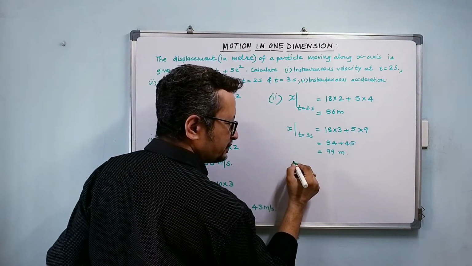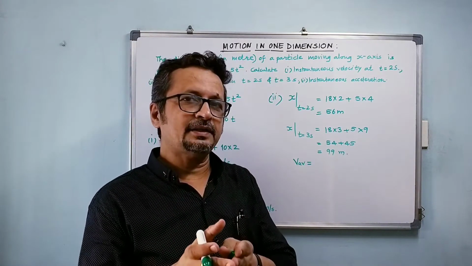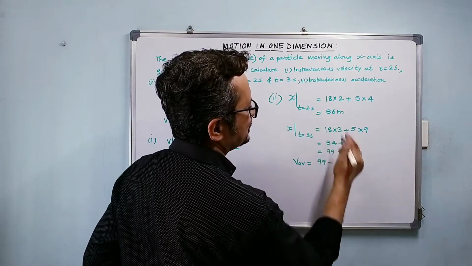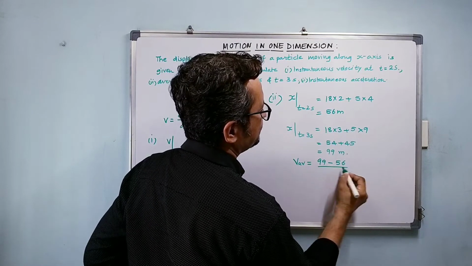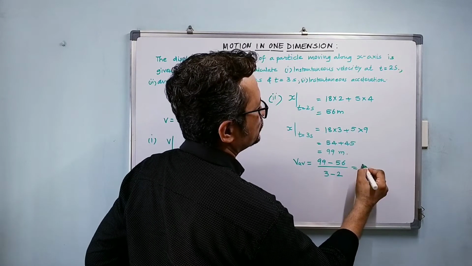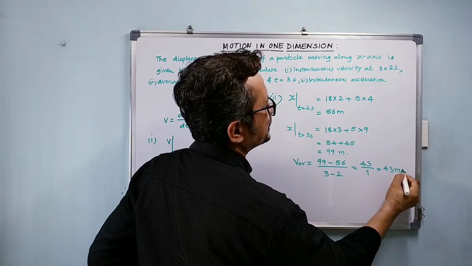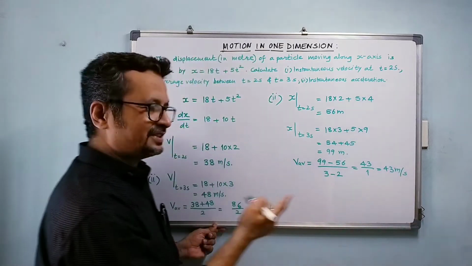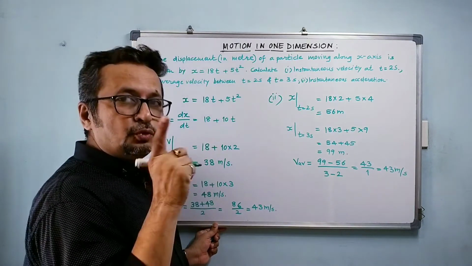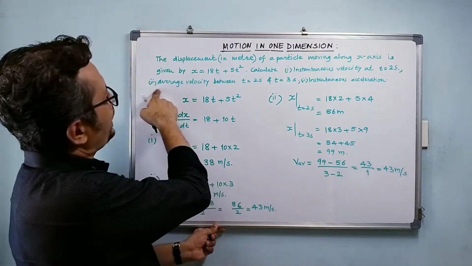So my average velocity should equal my final displacement minus initial, 99 minus 56, divided by final time 3 seconds minus initial time 2 seconds, that is 43 upon 1, which is nothing but 43 meters per second. And is it not the same as what we got here? So that means both the formulae do make sense.